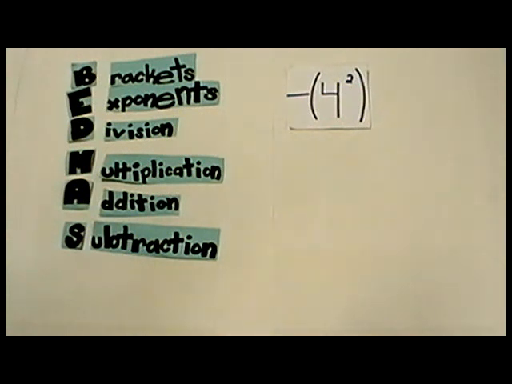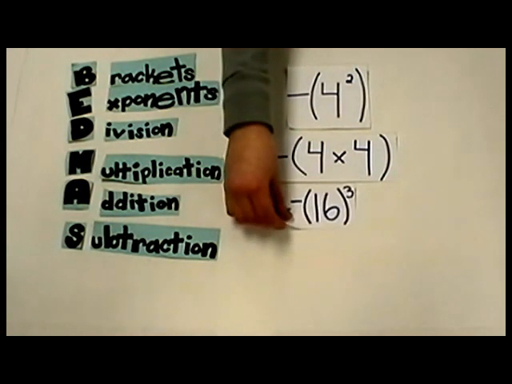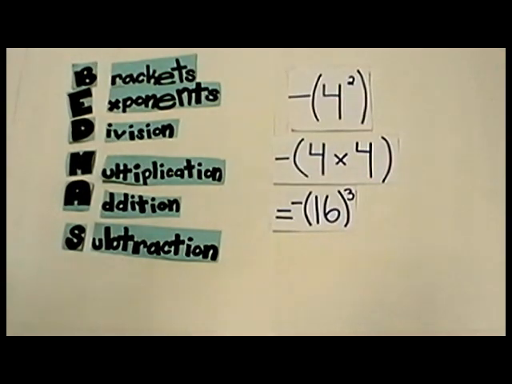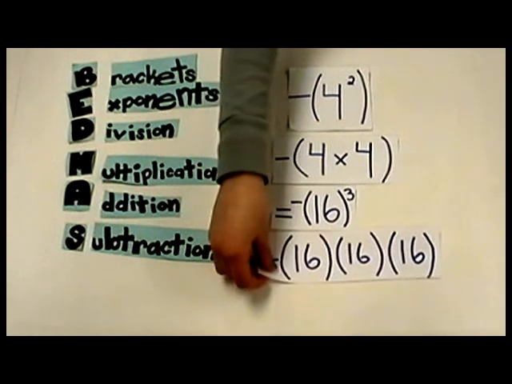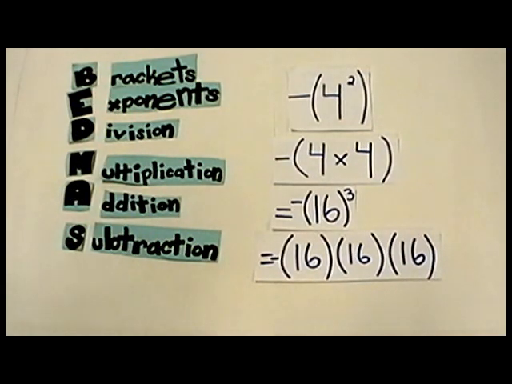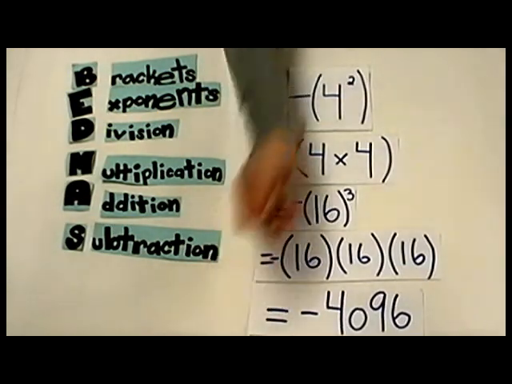So 4 to the power of 2 equals 16, because 4 to the power of 2 is equal to 4 times 4. The answer will be negative 16 to the power of 3. This equals negative 16 times 16 times 16, which equals negative 4,096.